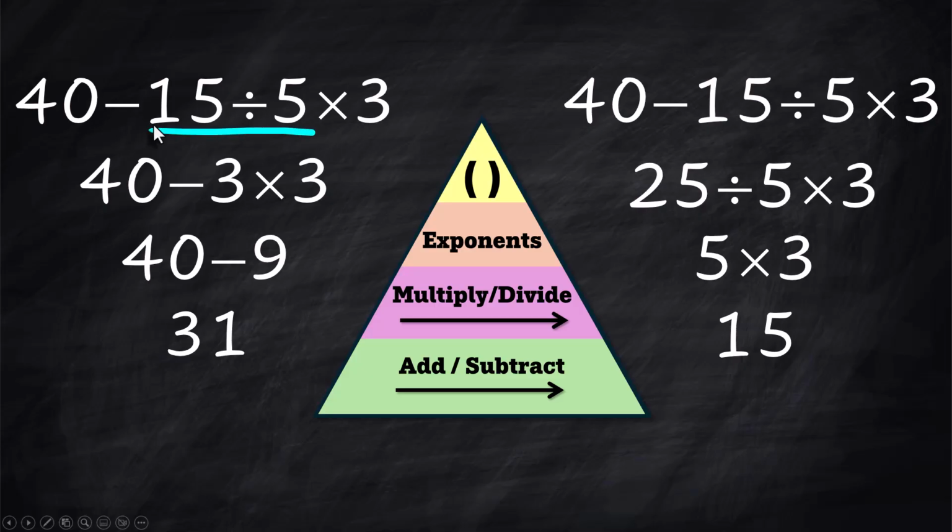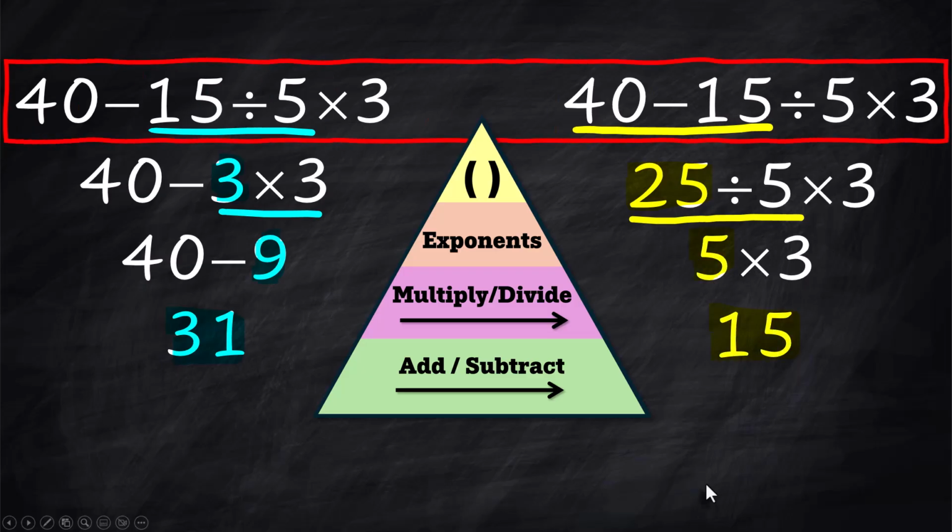The first person did the 15 divided by 5 first and got the 3. Then they did the 3 times 3 and got the 9. Then they did 40 minus 9 and got 31. The second person started with 40 minus 15 because that's the first thing they see when you're moving left to right. They got 25. 25 divided by 5 is 5. 5 times 3 is 15.